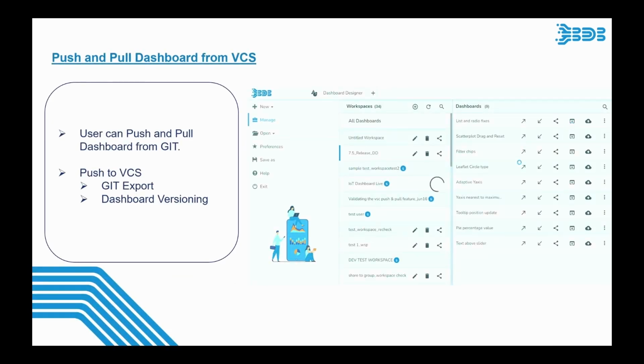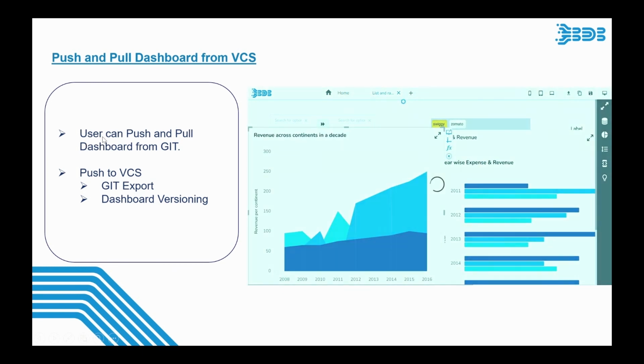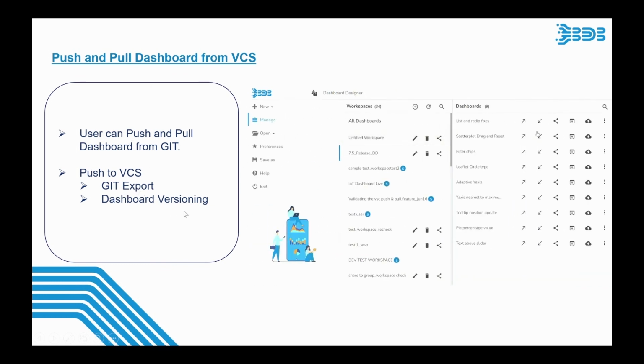Next is push and pull dashboard from VCS. We have a feature where the user can push and pull the dashboard from the VCS. Suppose you want to push a dashboard into the VCS, we have two options, git export and dashboard versioning.